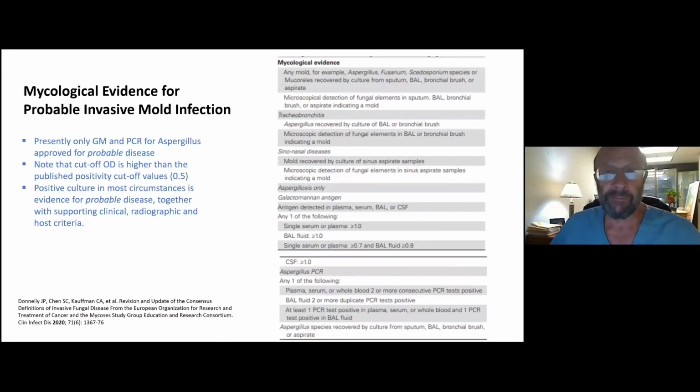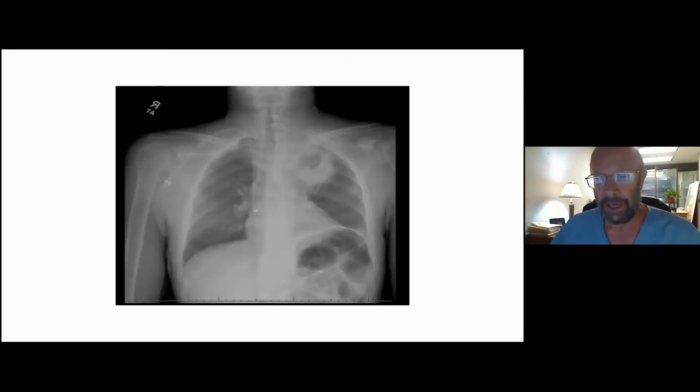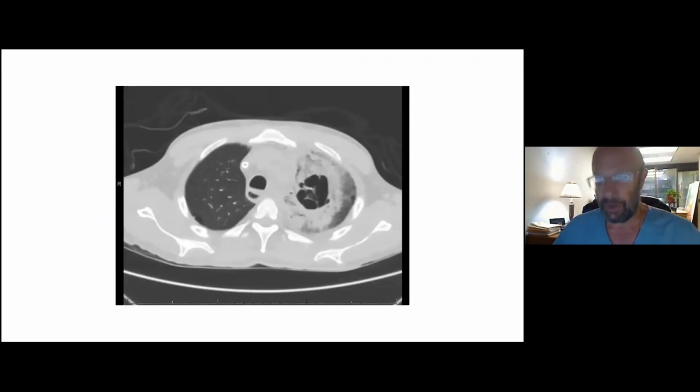But then that's coupled with mycologic evidence. So the 3 components: host factors, clinical and radiographic findings, and mycologic evidence. And the mycologic evidence can be culture, or it can be PCR, or it can be galactomannan. The cutoff for a single specimen is 1.0. Multiple specimens are acceptable at cutoffs that are lower than that. And of course, a positive culture in this patient is good evidence for probable disease, but not proven unless it's from a sterile site. And it needs to be coupled, remember, with films that are compatible with the diagnosis, such as this one, showing a cavitary lesion in the left upper lobe.